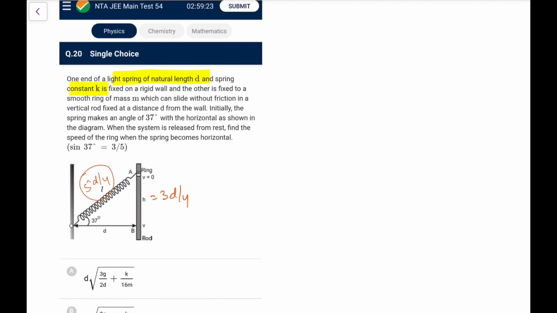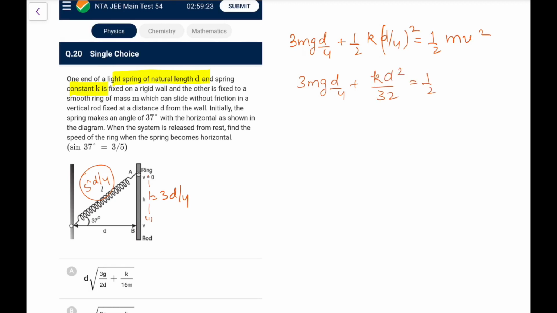When the system is released, find the speed of the ring when the spring becomes horizontal. Because there is no friction, applying energy conservation, the loss in potential energy would be 3mgd by 4. Loss in spring energy would be half k into d by 4 whole square, and that would be equal to half mv square. Directly you can write. Simplifying, this becomes kd square by 32, and the equation gives v square equals 3gd by 2 plus kd square by 16m.